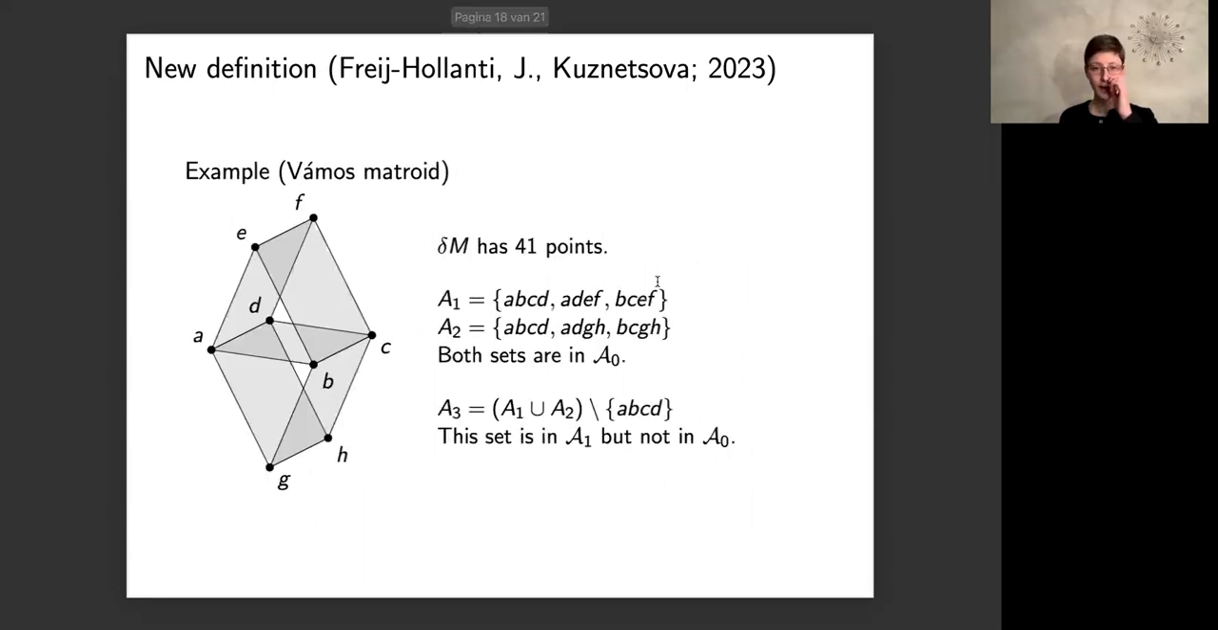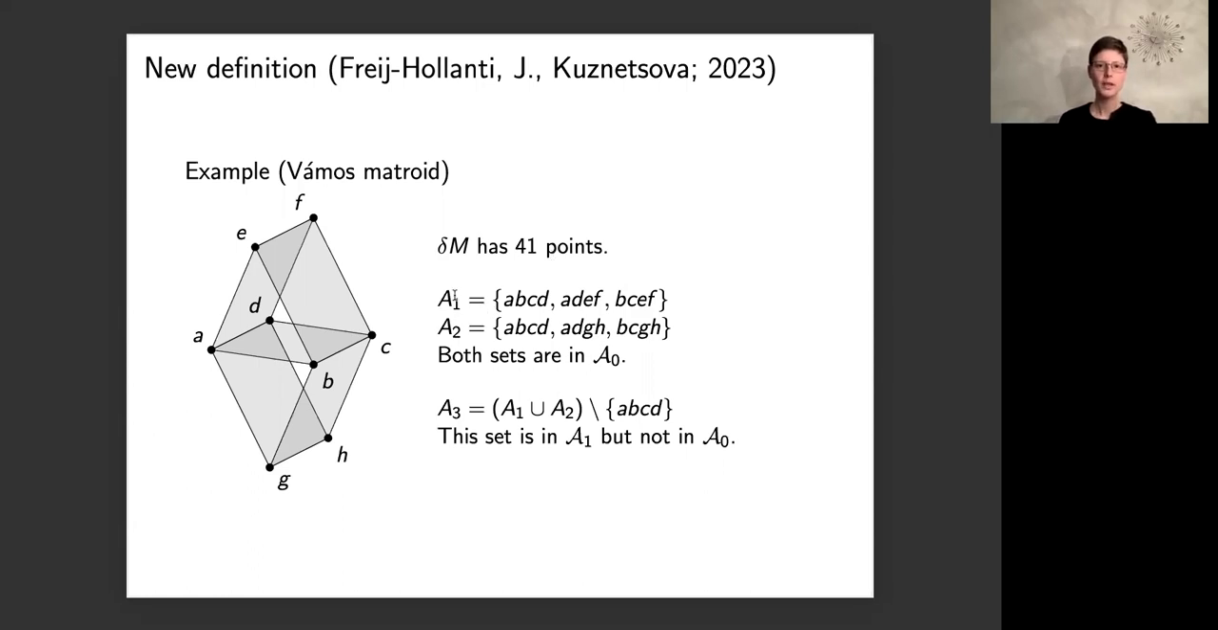To give you an example, for the Vamos matroid, it didn't have anything derived in all the other definitions. It doesn't have an adjoint, and since it's not representable, it also doesn't have the Oxley-Wang construction. And first of all, this thing already has 41 points, because the Vamos matroid has 41 circuits. So if you want to do any calculation from this, it blows up really, really fast.